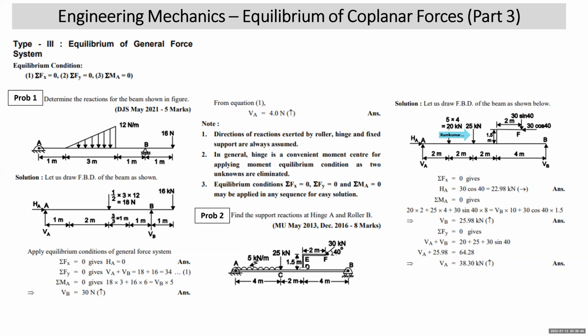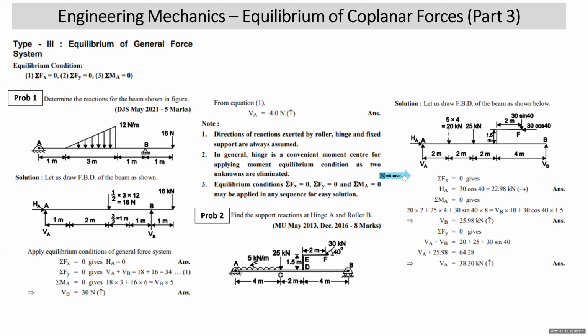Then this part is like a bracket which is attached to the beam, so you cannot detach it. Let it be as it is, 1.5 meters. This 30 kilonewton load is at 40 degrees, which is to be resolved, which we have resolved as 30 sin 40 and 30 cos 40. Adjacent is cos, other is sine. Your free body diagram, students, is ready for applying equilibrium conditions.